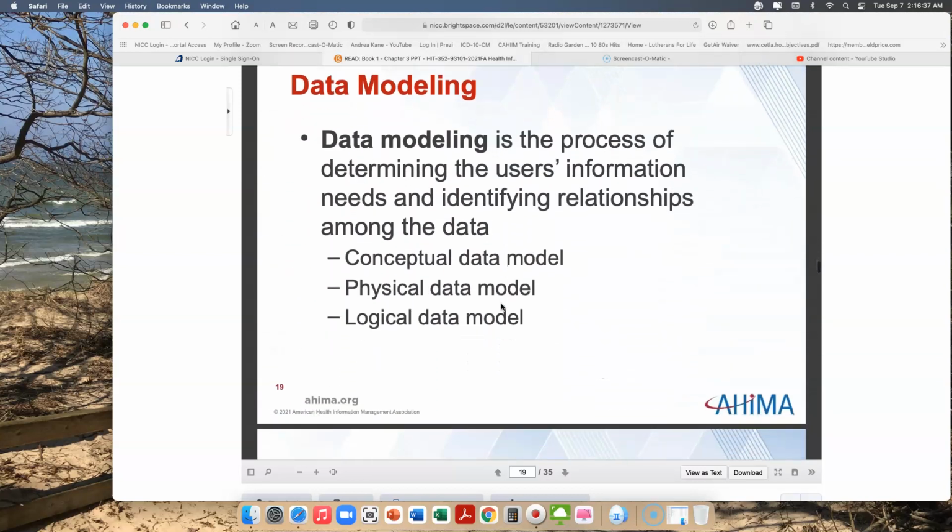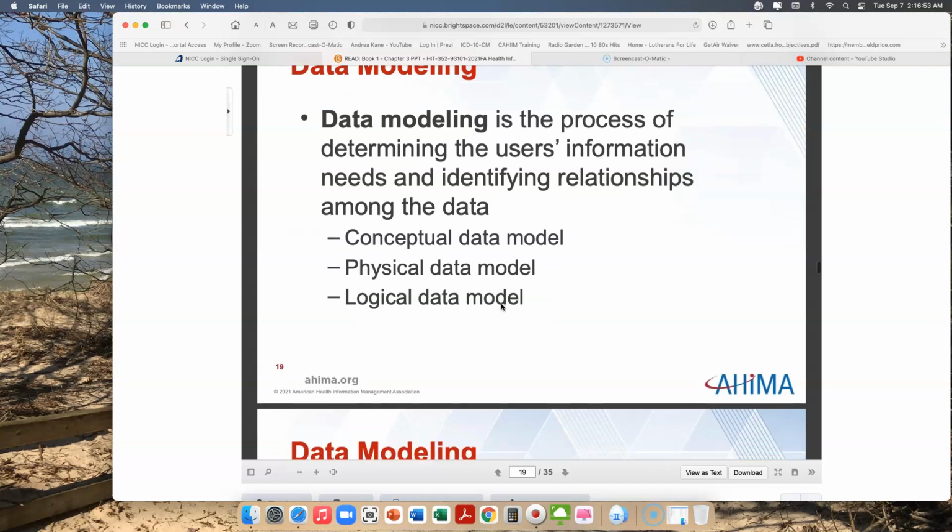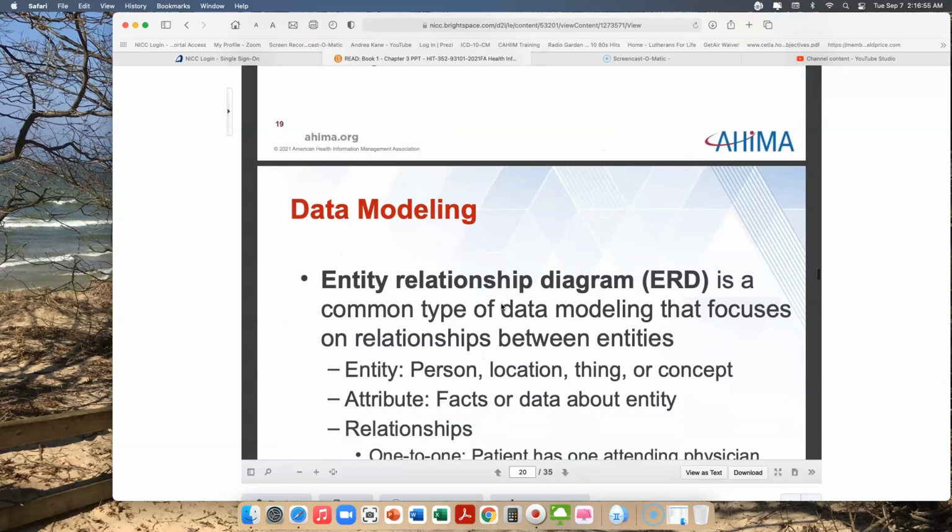Data modeling is the process of determining the user's information needs and identifying relationships among the data. There are three different types of data models we'll talk about: conceptual, physical, and logical. Conceptual, physical, and logical. So make sure you read through your book to look at those.